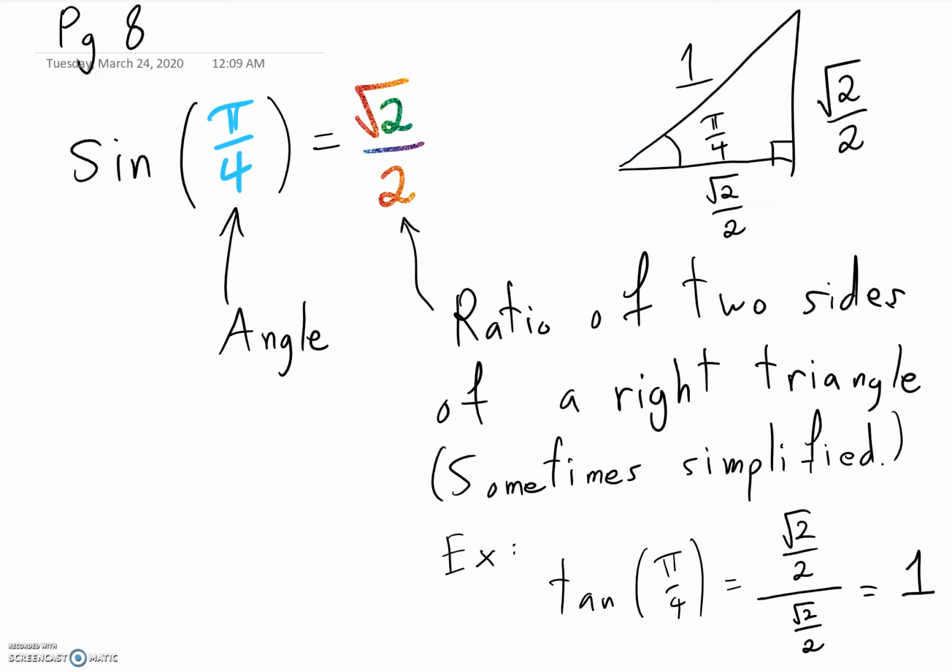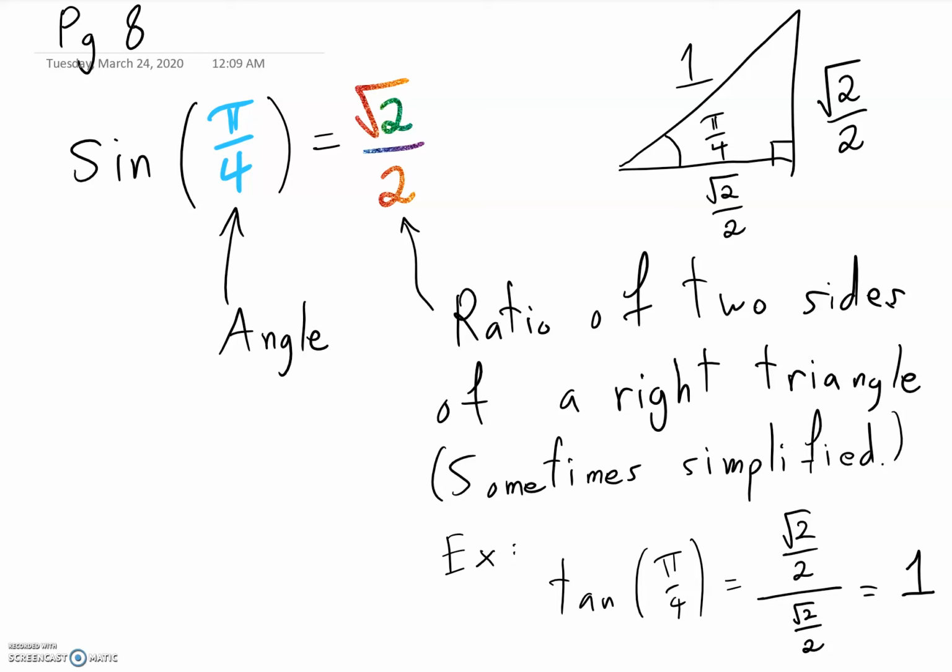Now, before we even take a look at some problems involving inverse sine, let me remind you something extremely important when it comes to trig functions and their inverses. With trig functions, my input is an angle, my output is a ratio of two sides of a right triangle. Sometimes the end result is simplified. Sine of pi over 4 is root 2 over 2 divided by 1, which simplifies to root 2 over 2.